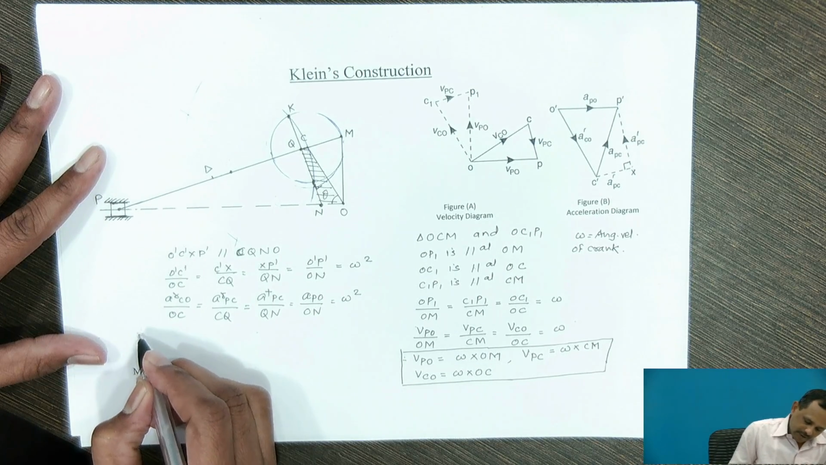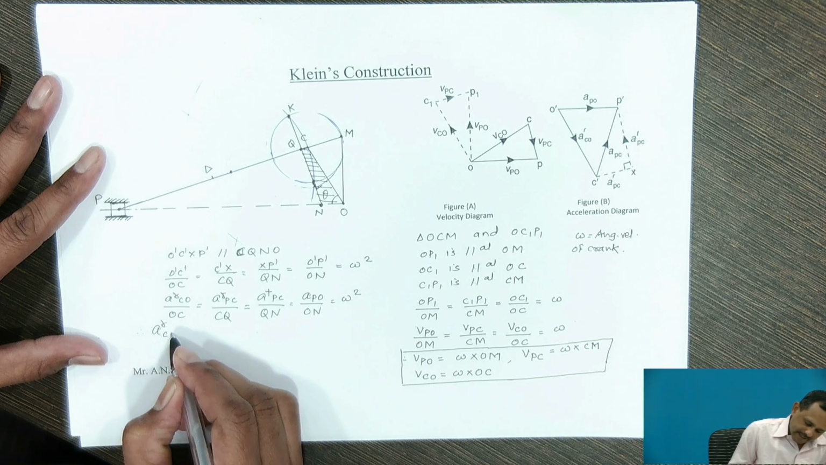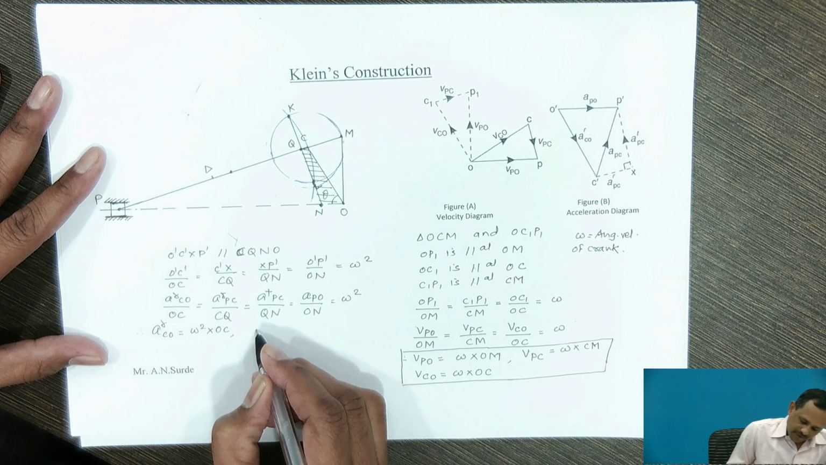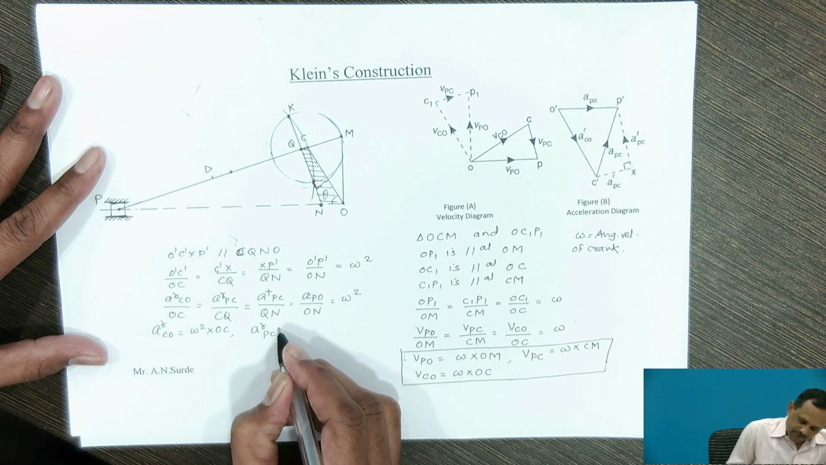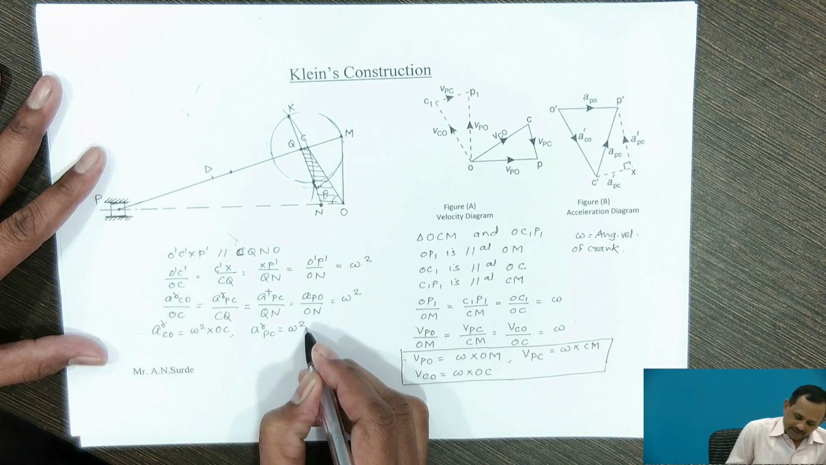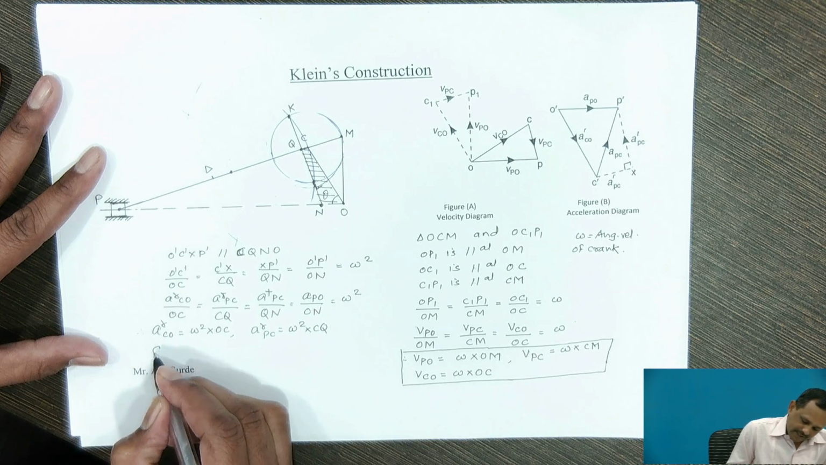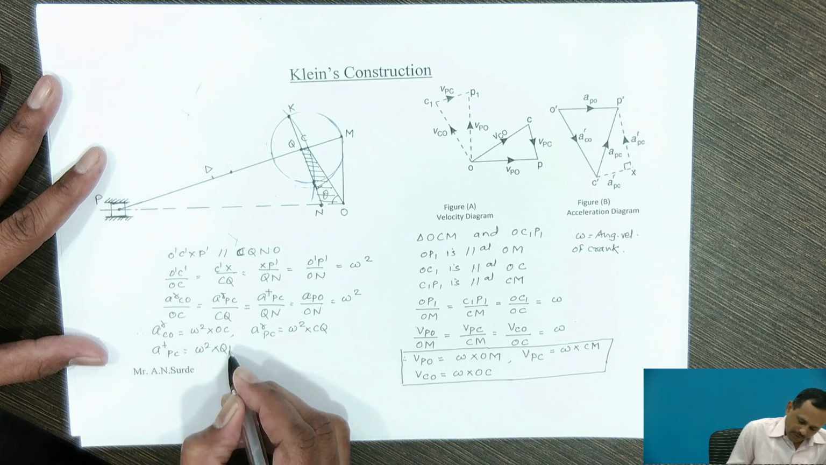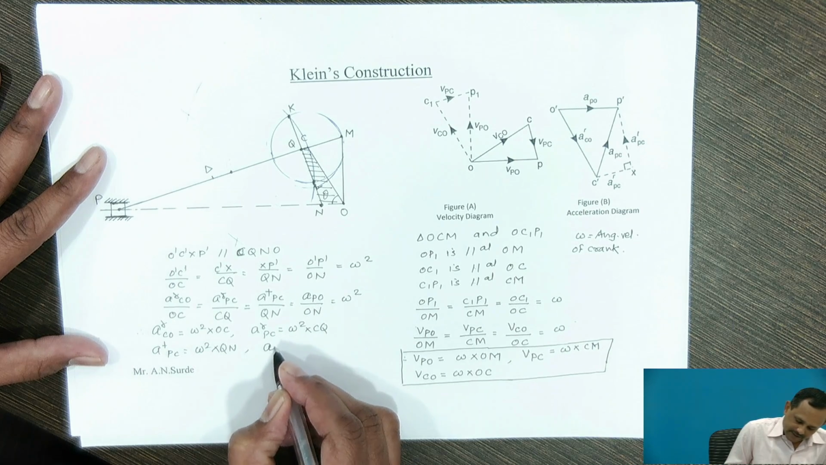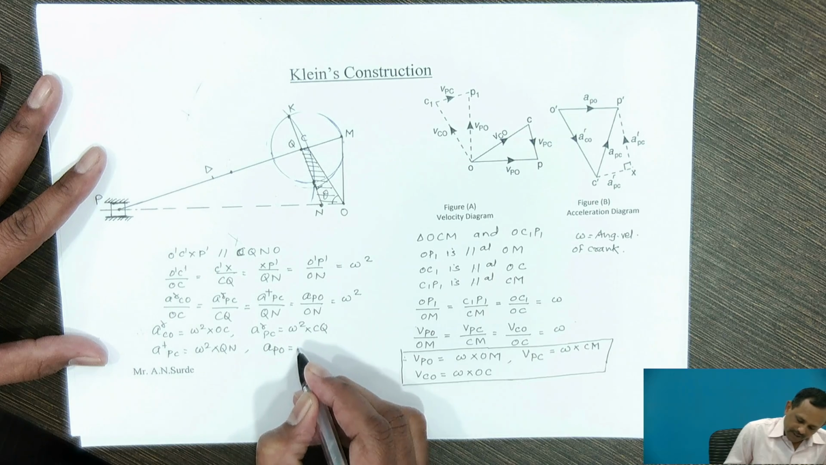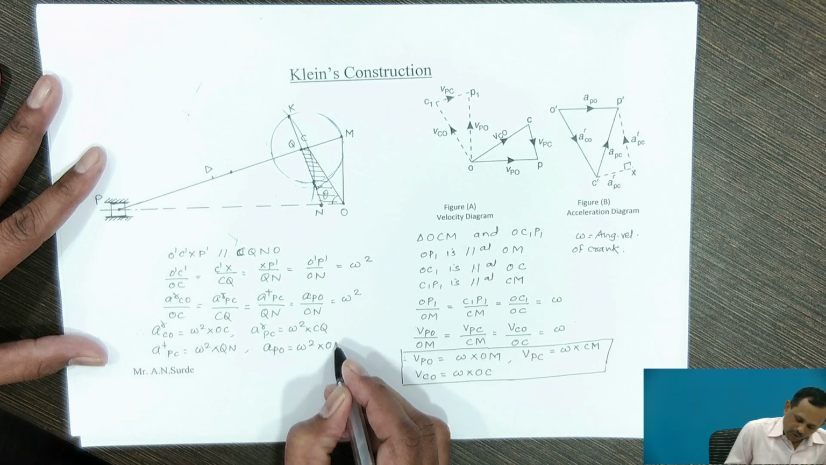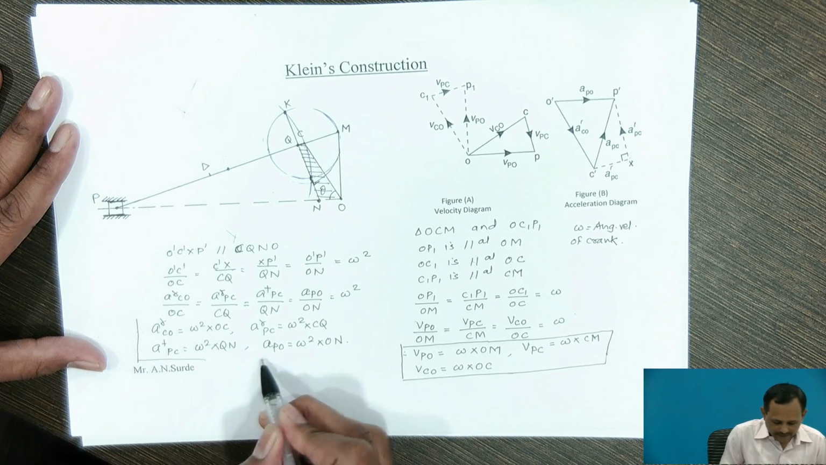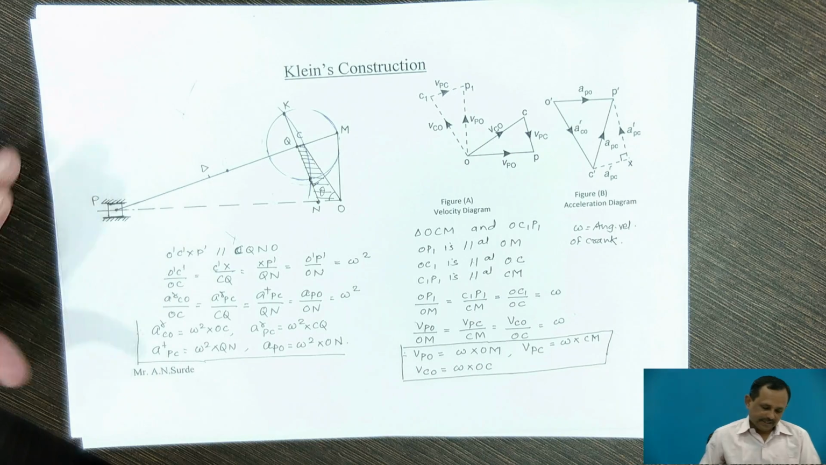Therefore, from the above equation, we can calculate the radial component of CO, which is equal to omega square into length OC. Radial component of P with respect to C is equal to omega square into CQ. Tangential component of PC is equal to omega square into length QN, and acceleration of piston with respect to the fixed point is equal to omega square into ON. By using these equations, we can calculate the acceleration of various links.